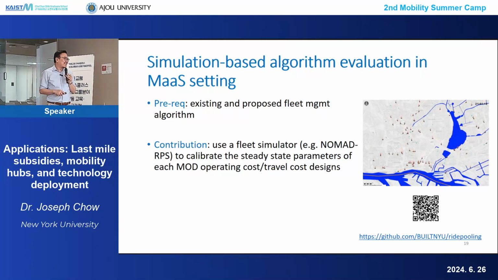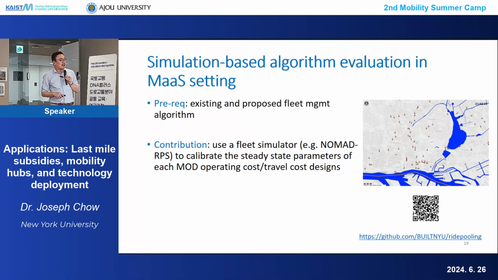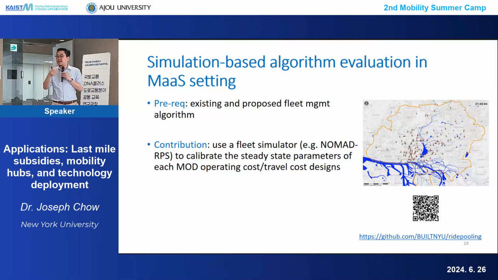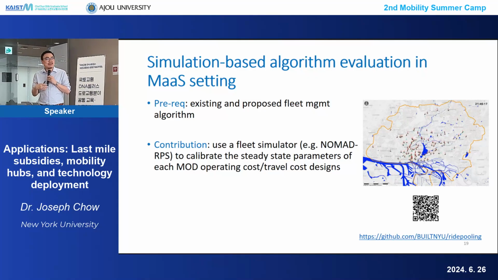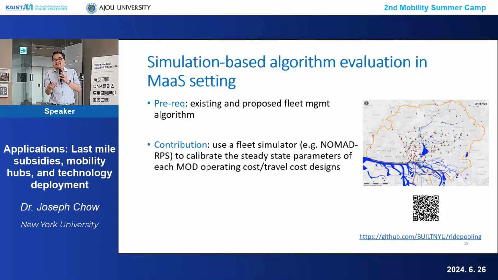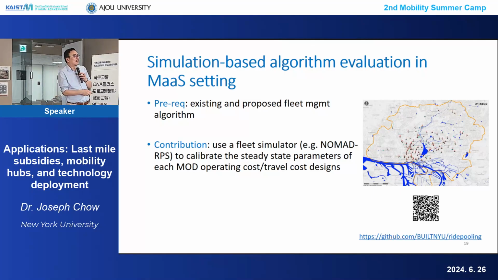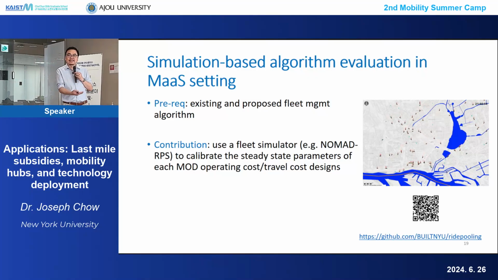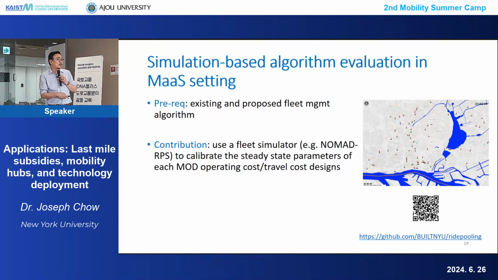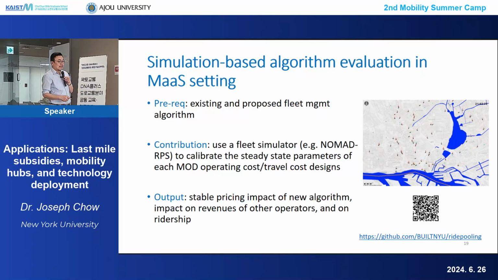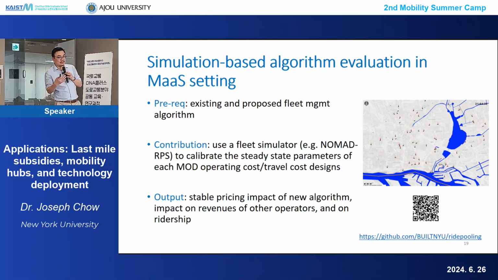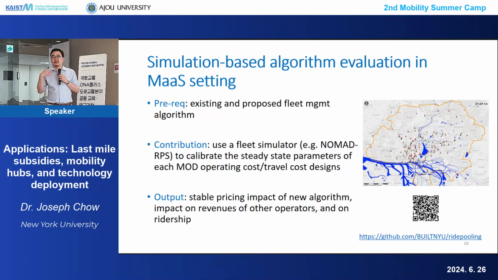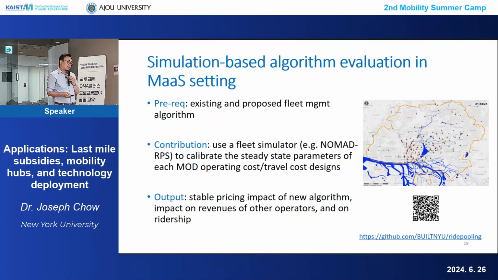We can then use this to calibrate steady state parameters. One of your questions earlier was, can we consider the dynamic case? Because even the static model is so complicated, what we can do is just calibrate the steady state parameters based on the simulator, and then use that to provide guidance. We can then determine the resulting change in stable pricing impacts of the new algorithm and quantify the benefits that way.